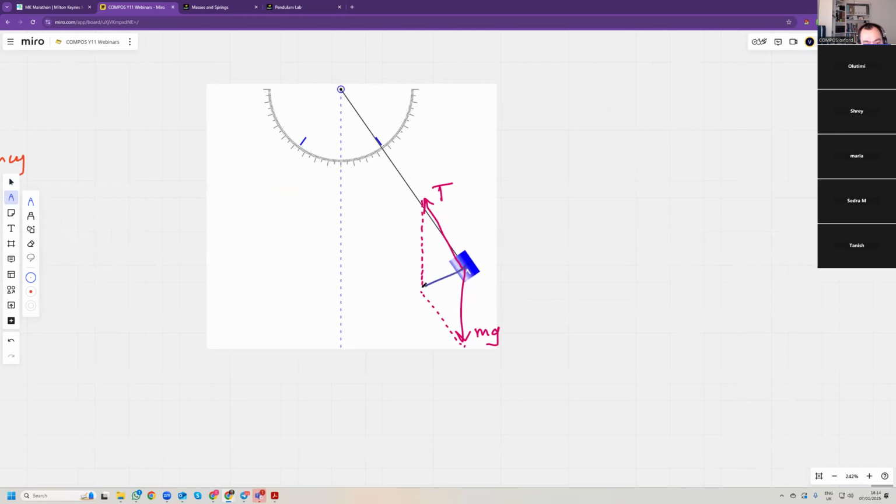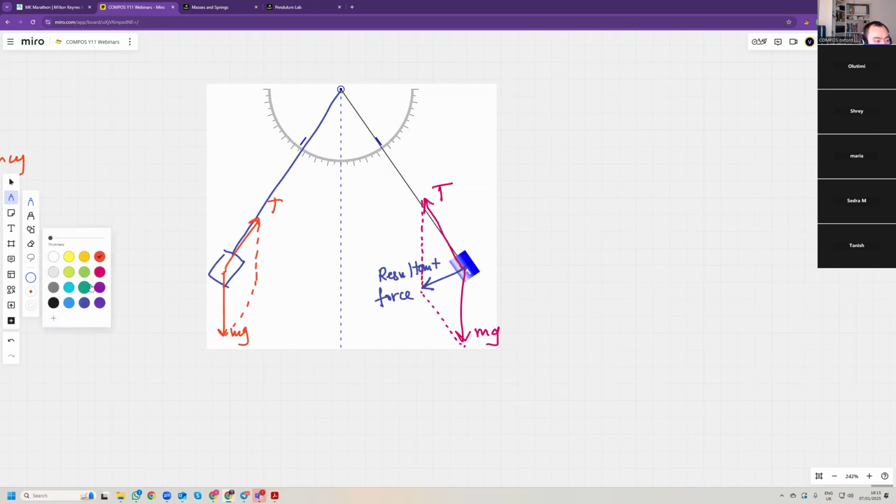This is the resultant force. Now, on the contrary, when the bob is on the other side, here, for example, you have mg down, you have tension along the rope, and if you complete the parallelogram, your resultant force is that way.